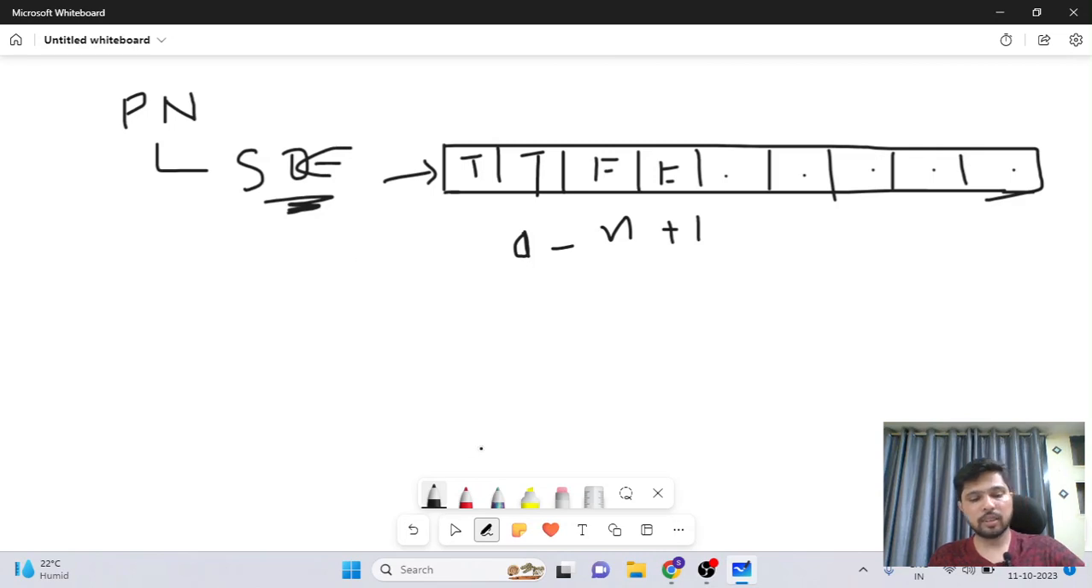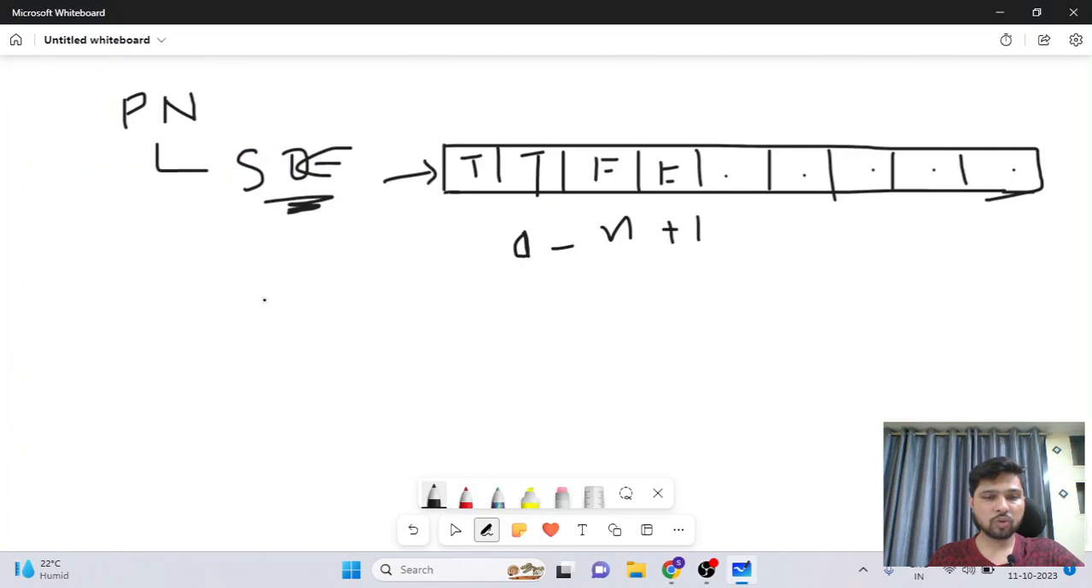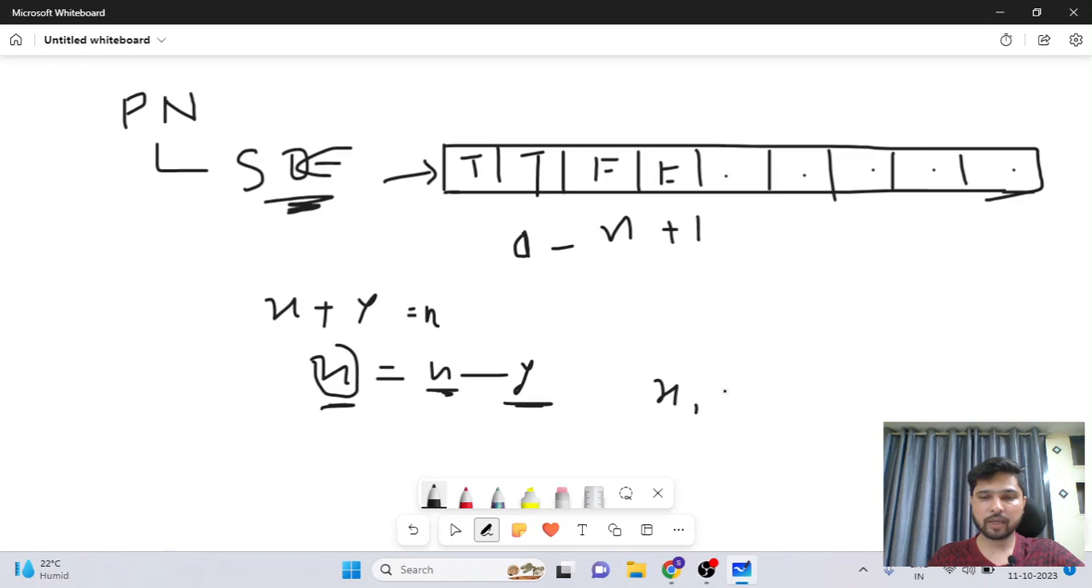Once that is done, another observation is how to find a pair. If you look at this expression, x plus y is equal to n, we can write it as x equals n minus y. So if I get a value of y, I can subtract it from my n, and then I get the other value as x. That way I can make my pair x, y.